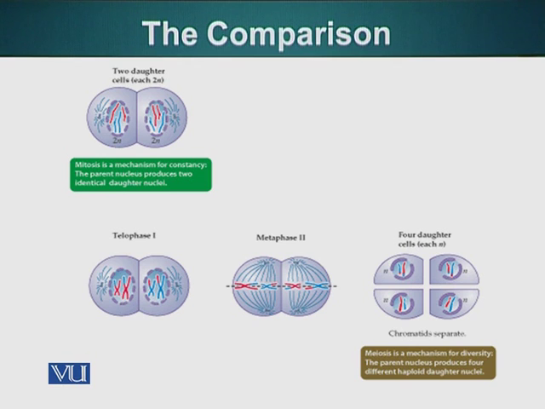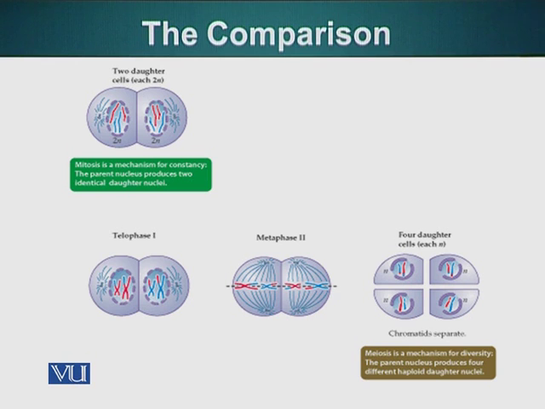The end result is four daughter cells, each with half the number, or n number, of chromosomes. In mitosis, the products, or the daughter cells, have 2n. They have the same amount of genetic material as the parent.